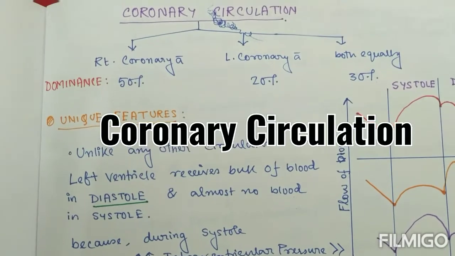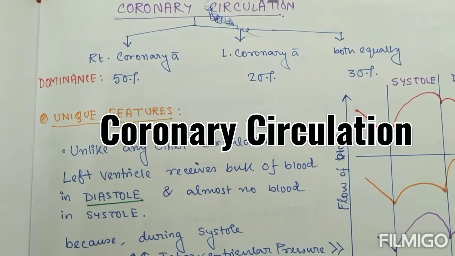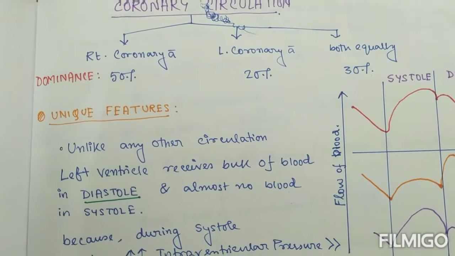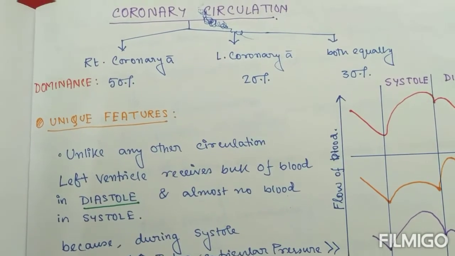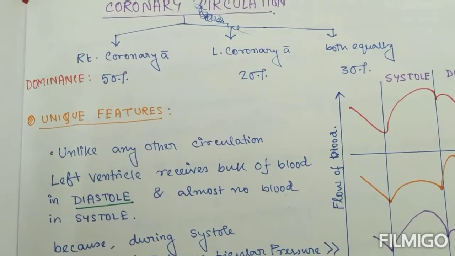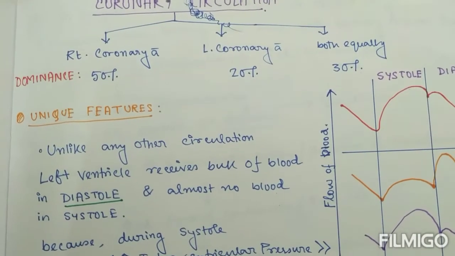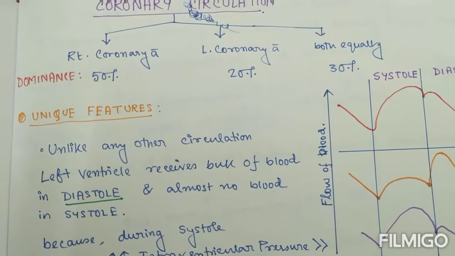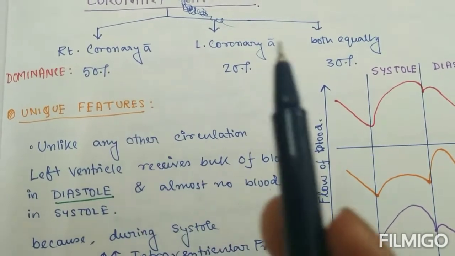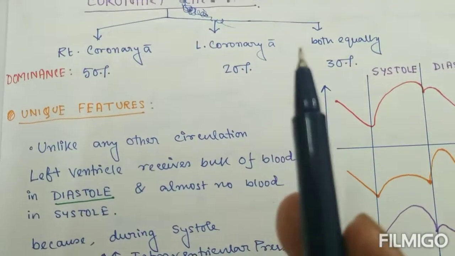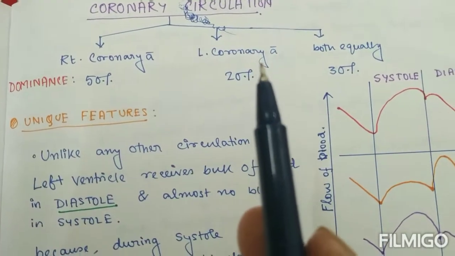In this video, we will discuss coronary circulation. Coronary circulation means circulation or blood flow to the cardiac tissue, and it is done by two major arteries and their collaterals. The arteries are right coronary artery and left coronary artery, the branches from the aorta.